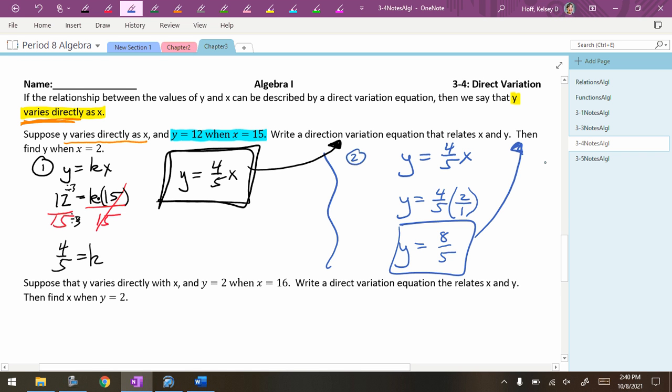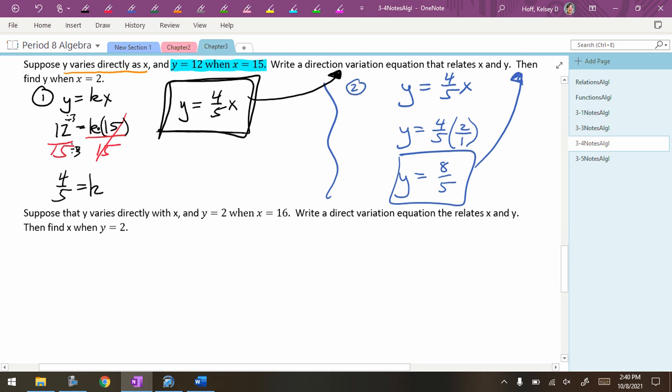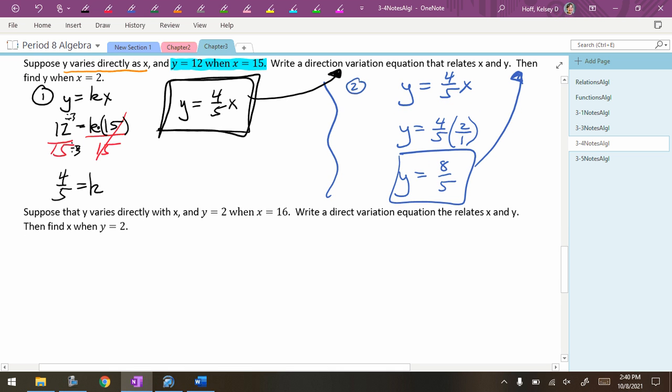People are like, oh, it's so much work. It takes less time because you get it right on the first try. I promise you. Okay? We're going to repeat the process. Just the same exact thing. Suppose that y varies directly with x. Y is 2 and x is 16. Write a direct variation equation that relates x and y. Then find x when y equals 2.